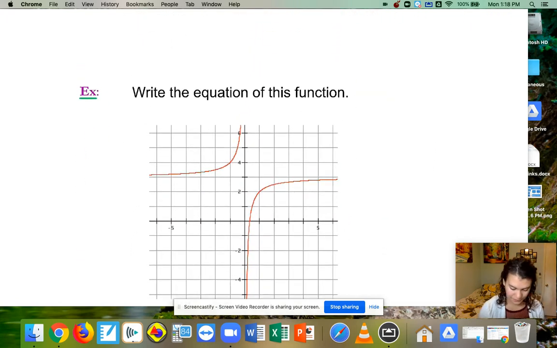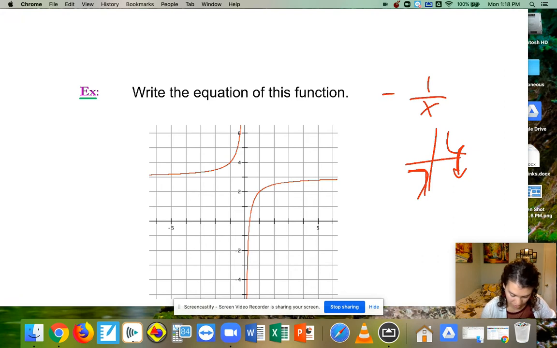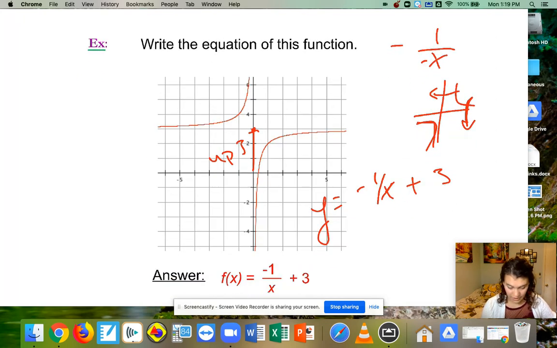So same idea here. What does this function look like originally? It's kind of like a 1 over x function, but 1 over x is normally here and here. So we're a little bit different. You could either have flipped vertically like this and have a negative out front, or you could flip vertically like this and have a negative on the inside, and it's going to give you the same thing. But our center point now is up 3. So this function would be negative 1 over x plus 3, because you went up. And that would be the answer.